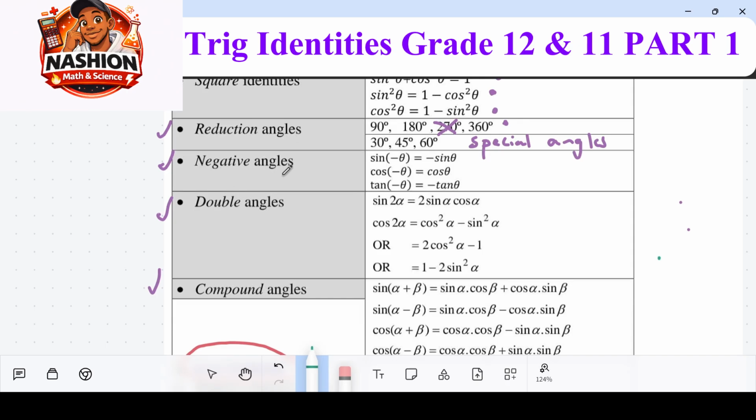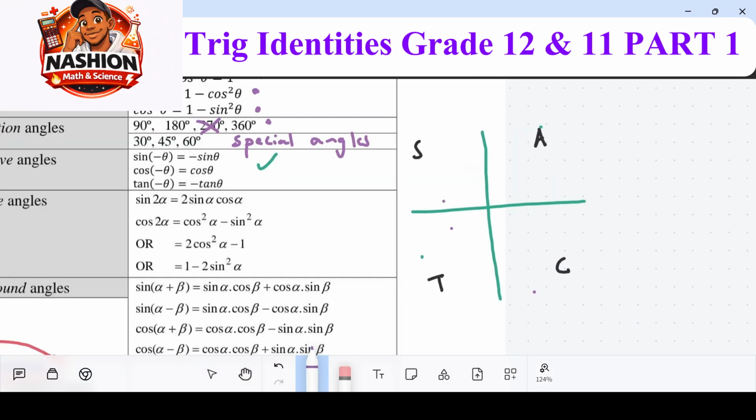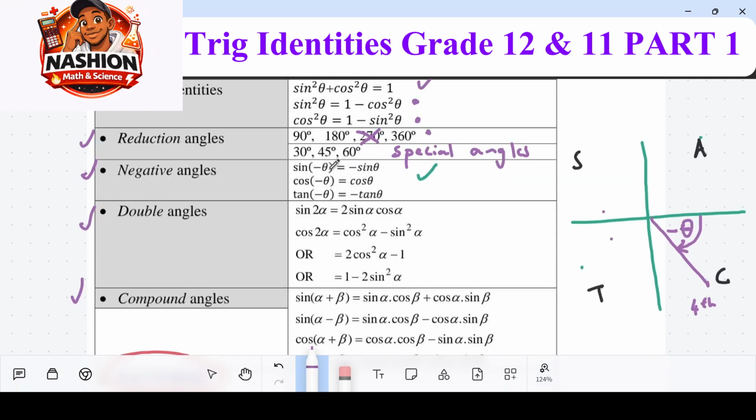The next identity is negative angles here, where we assume this negative theta is an angle in the fourth quad. Watch this. Remember, in the fourth quad, cos is the only trig ratio or trig function which is positive. And our angle is negative theta right here. So cos is positive, sine is negative, and tan is negative, which is why sine of negative theta here will give us negative sine theta. Cos of negative theta will be positive cos theta because cos is positive in the fourth quad. Tan of negative theta will be negative tan theta.